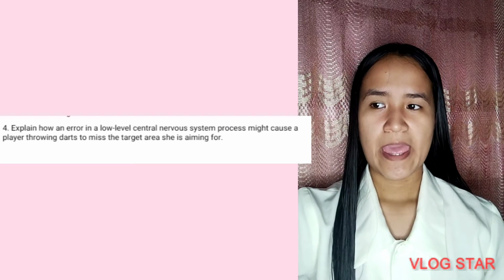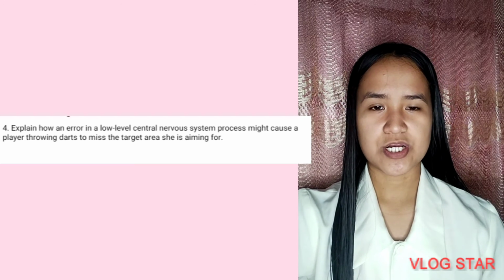Then lastly, number 4: explain how an error in a low-level central nervous system process might cause a player throwing darts to miss the target area she is aiming for. The central nervous system, we know, consists of the brain and spinal cord.